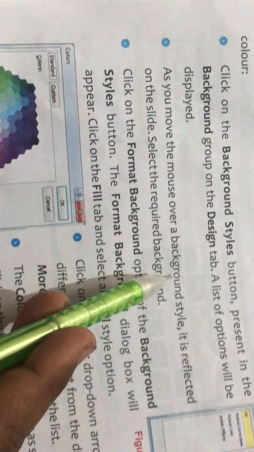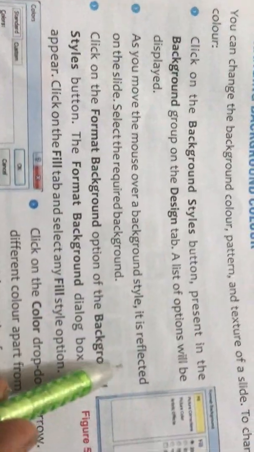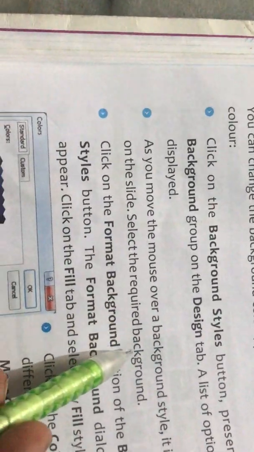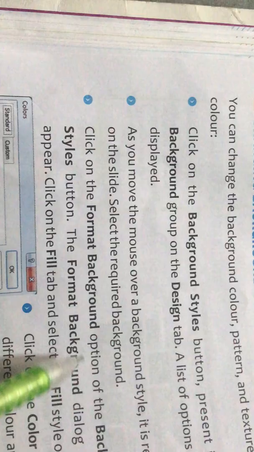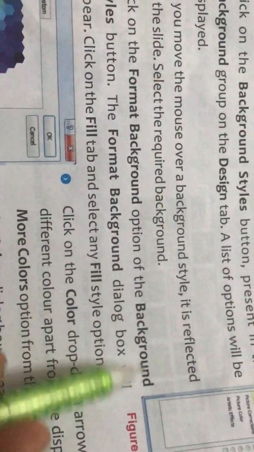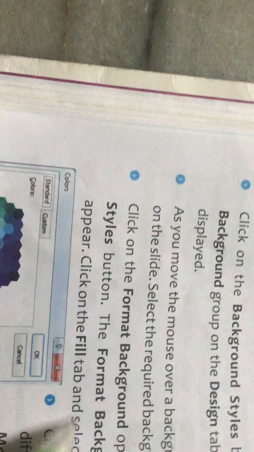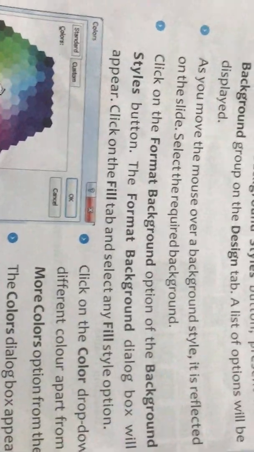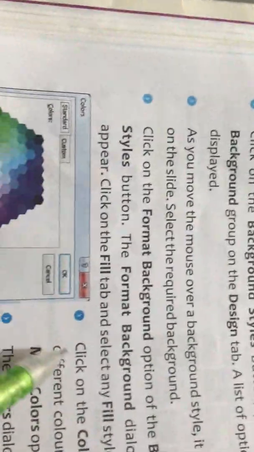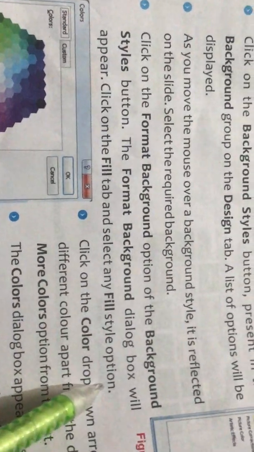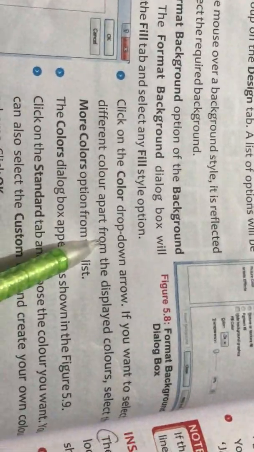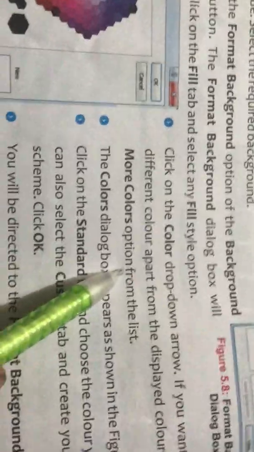As you move the mouse over a background style, it is reflected on the slide. Select the required background. Click on the Format Background drop-down option of the Background Styles button. The Format Background dialog box will appear. Click on the Fill tab and select any fill style option. Click on the Color drop-down arrow. If you want to select a different color from the displayed colors, select the More Colors option from the list.